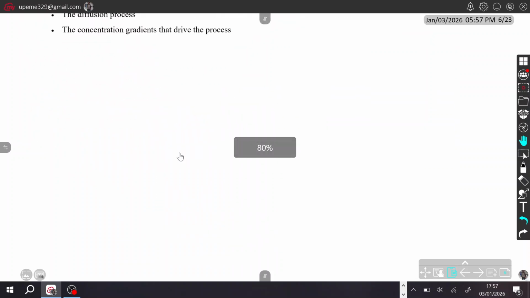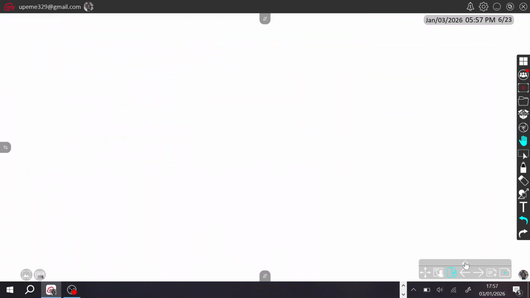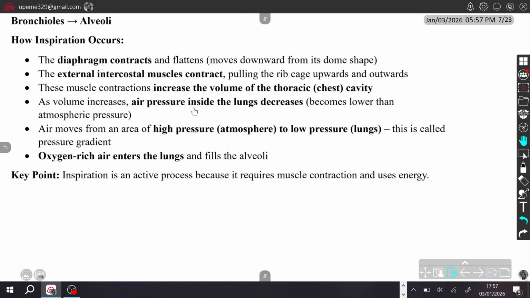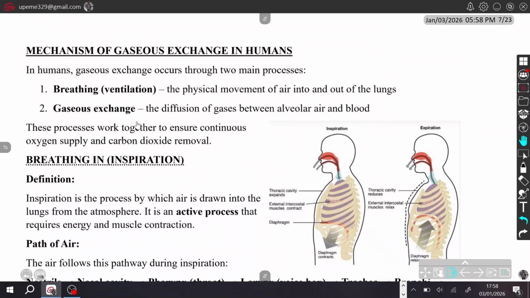All right. So now let's move to the next stage. When we talk of mechanism of gaseous exchange in humans, now that we understand what mechanism of gaseous exchange is, let's go to humans. We talk about the one for humans. So mechanism of gaseous exchange in humans. So we are saying in humans, gaseous exchange occurs through two main processes.